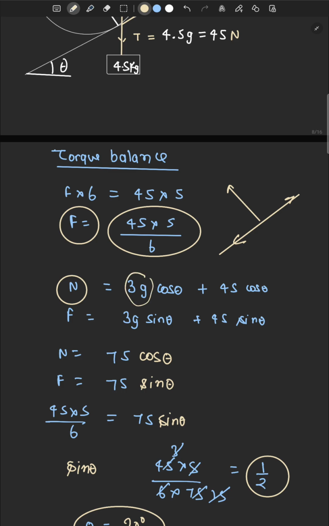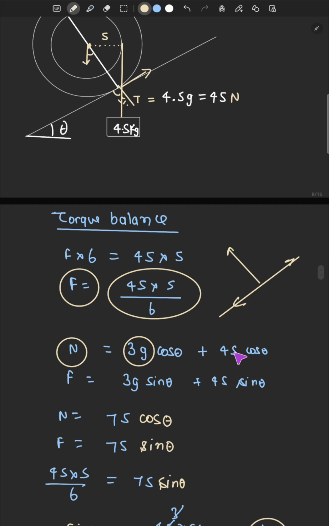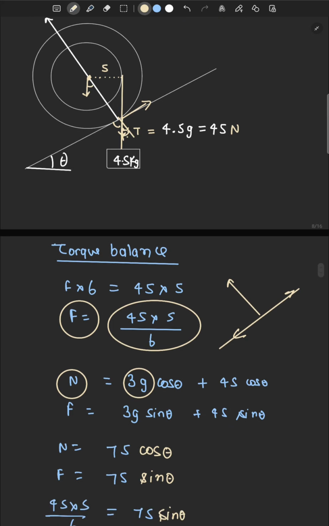This 3g is the weight of the bobbin, and its component perpendicular to the plane is 3g cos theta. So this is theta, this is 90 minus theta. If I extend this, this is also theta, and this is also theta. These are corresponding angles. So the component perpendicular to the plane is 3g cos theta plus 45 cos theta, the component of tension in this direction, as the tension is acting downwards.